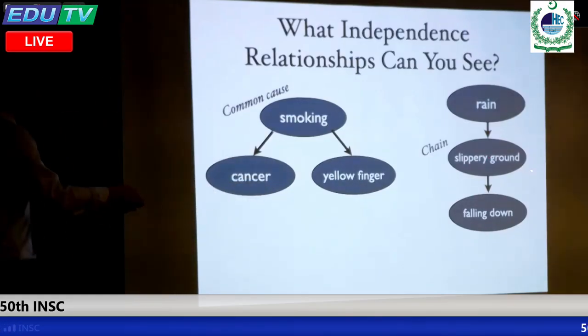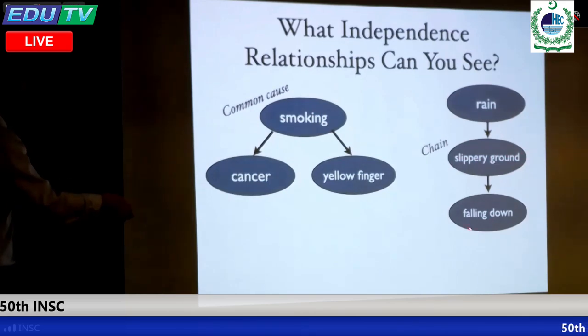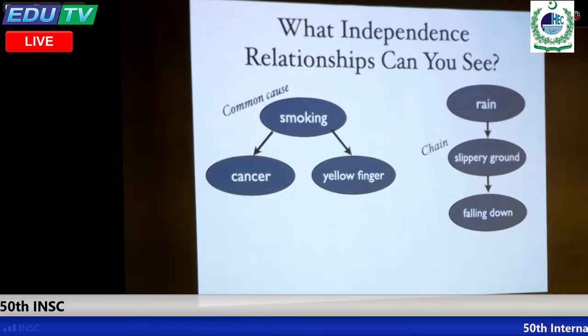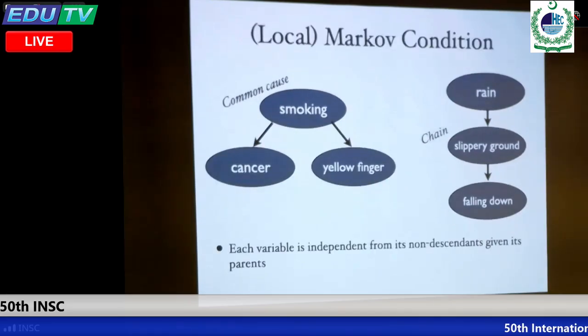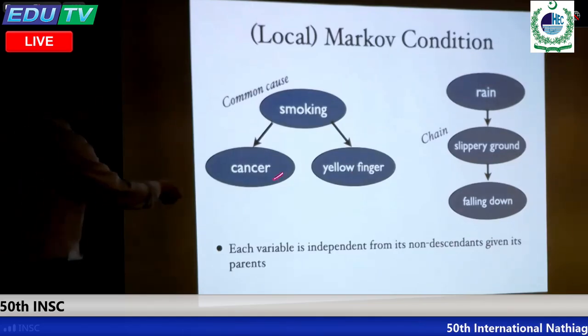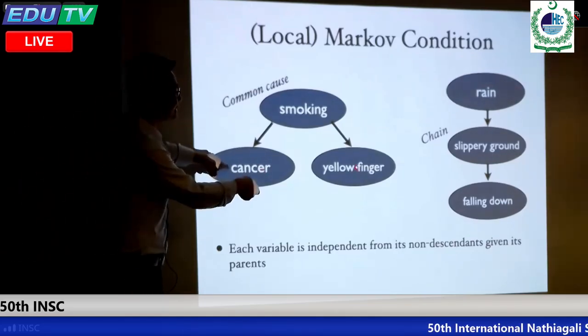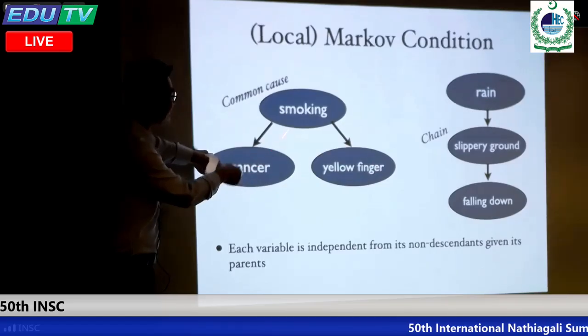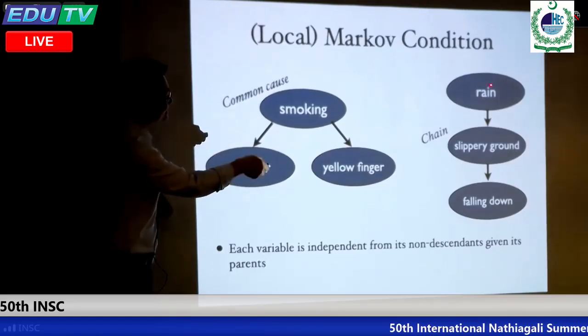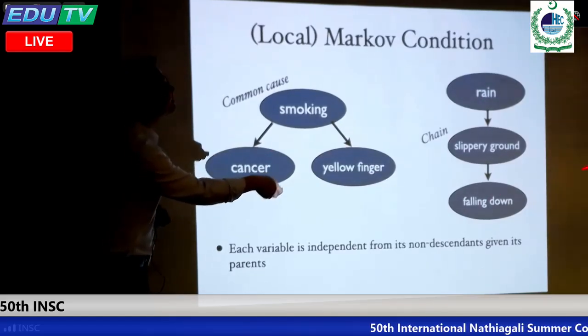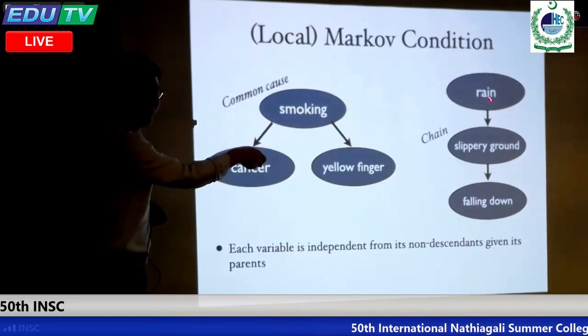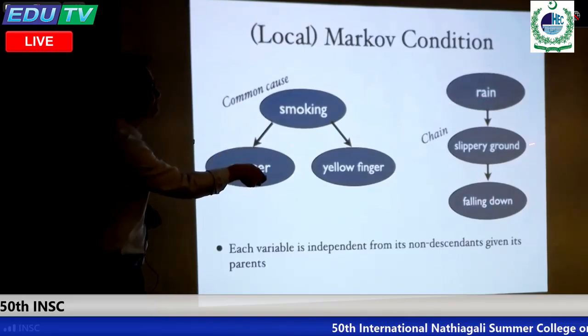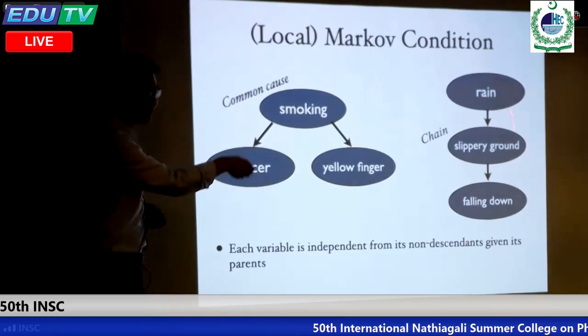So similarly here, given slippery ground, rain and falling down will be conditionally independent. This is known as the local Markov condition. It says each variable is conditionally independent from its non-descendants given its parents. So this variable is conditionally independent from its non-descendant, because this one is not a descendant, given its parents. Similarly, this one is conditionally independent from its non-descendant given the parents. So this is called the local Markov condition.